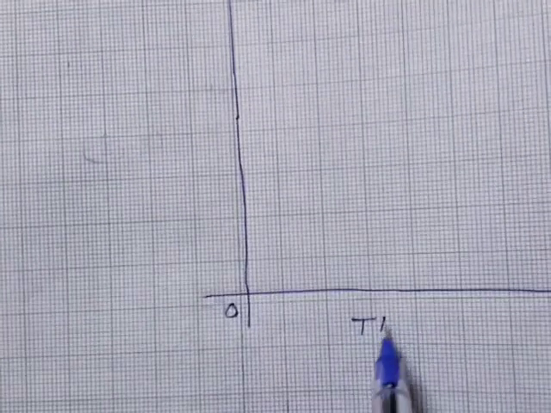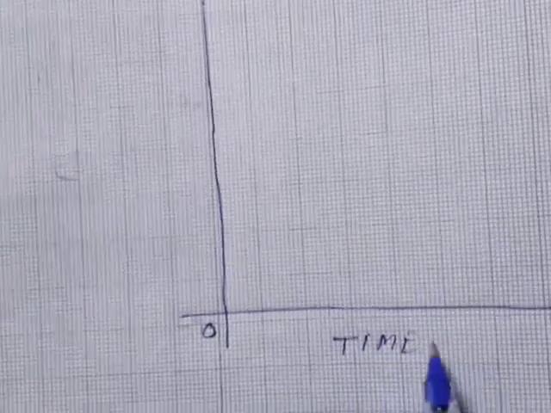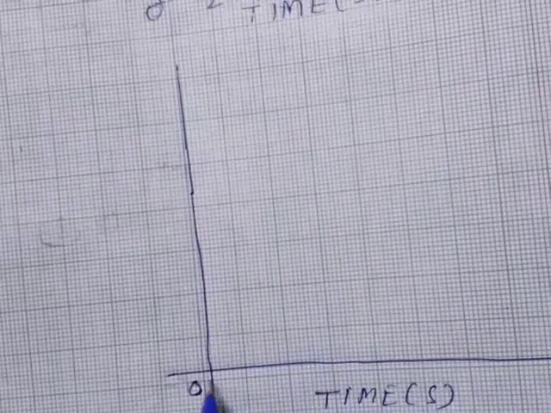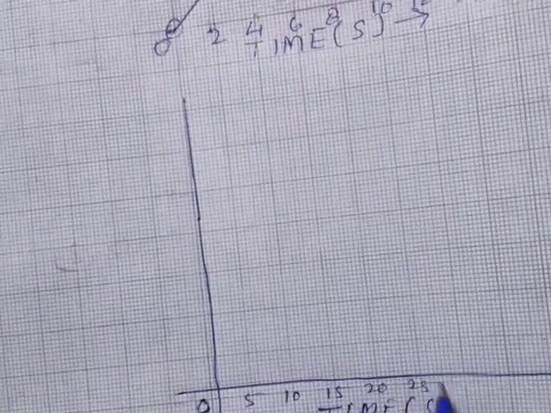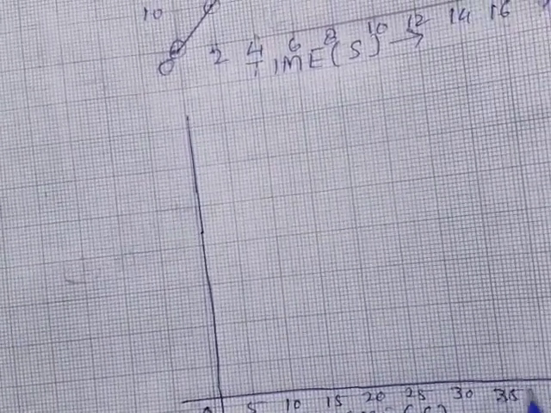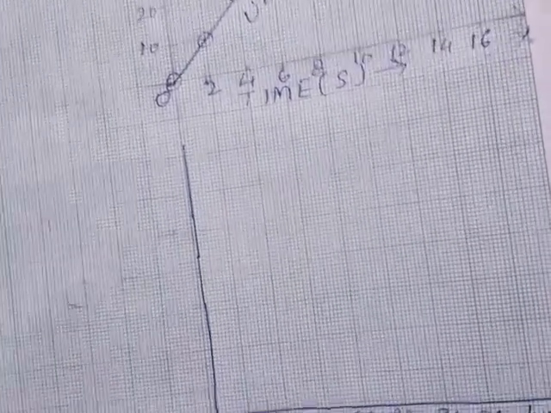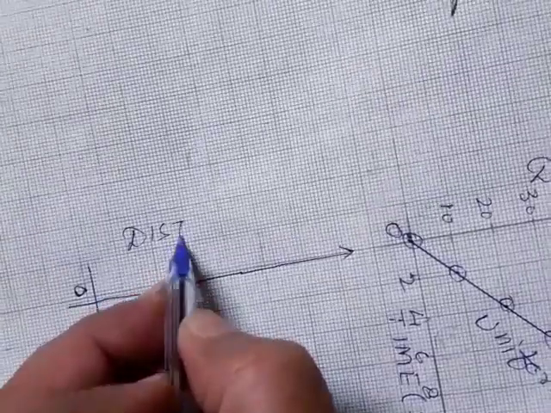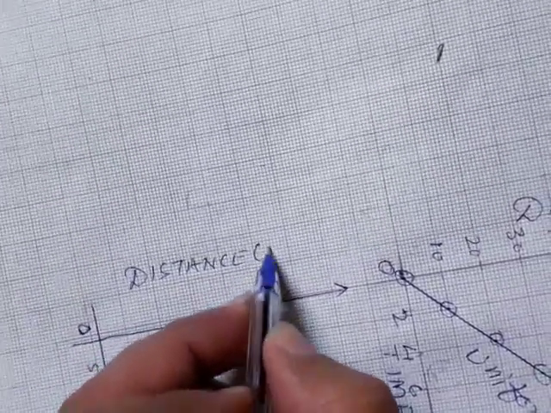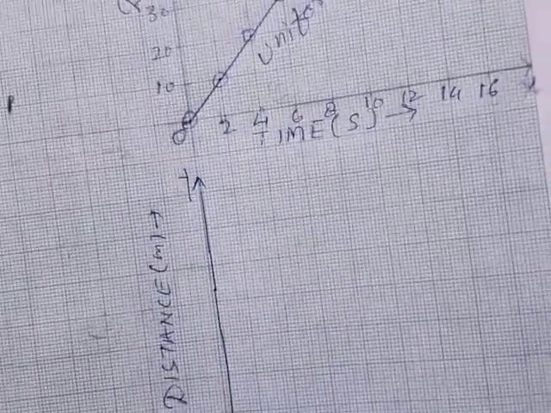Then we locate here, this is the origin, this is the time axis. Time is in seconds: origin, 5, 10, 15, 20, 25, 30, 35, 40. This is the x-axis. Now on the y-axis it is the position or distance axis. So we can write here distance in meter. This is the y-axis. Now choose the scale.